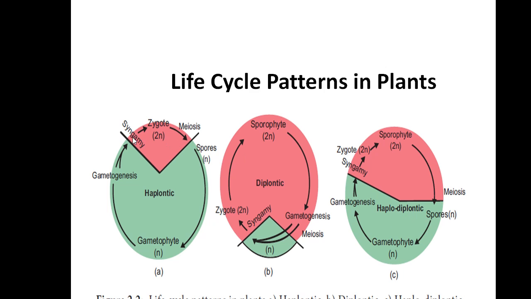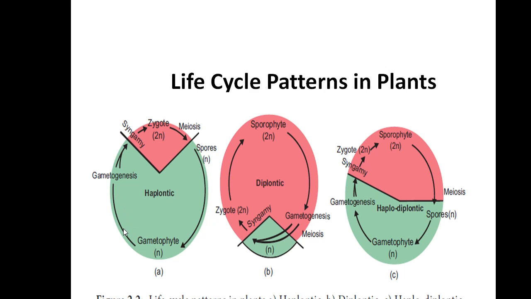The zygote is formed after syngamy. Syngamy means fusion of male and female gametes. Gametes are produced in the gametogenesis process from the spores having the haploid number of chromosomes. Spores give rise to the male and female gametophytes, and through gametogenesis the gametophyte gives rise to gametes.